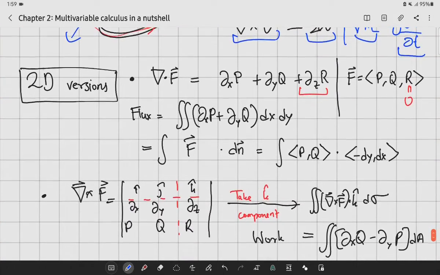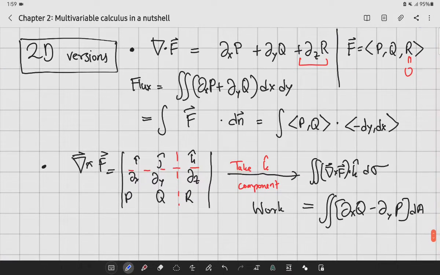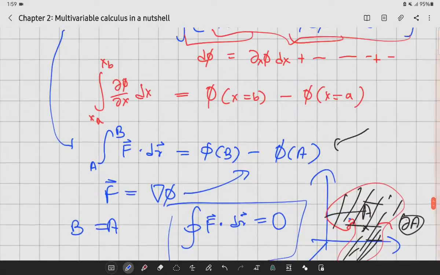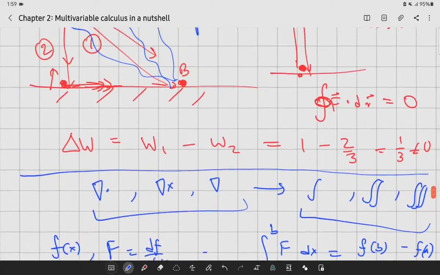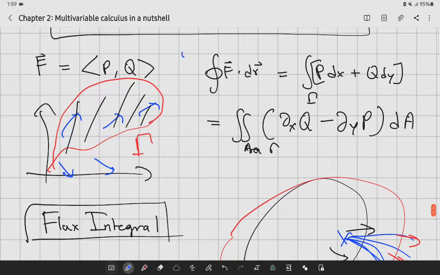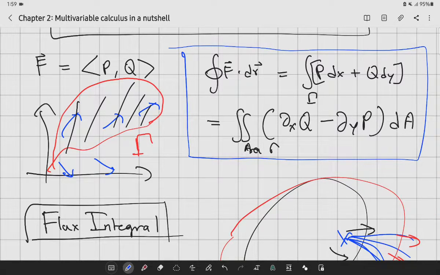Now let's move on to the actual useful theorem in this course, which are the 2D versions. I've already given you the statements of these theorems in the last lecture, if you remember. The statements were these. If you have a line integral, I claimed that you could convert it to an area integral of this quantity, partial x Q minus partial y P.